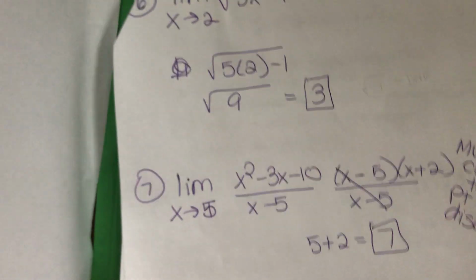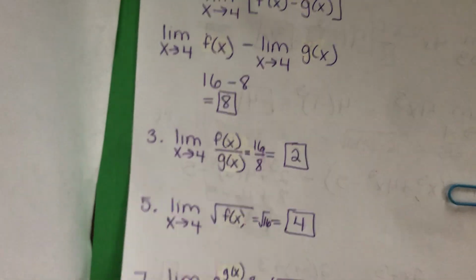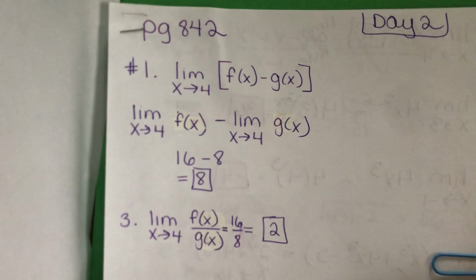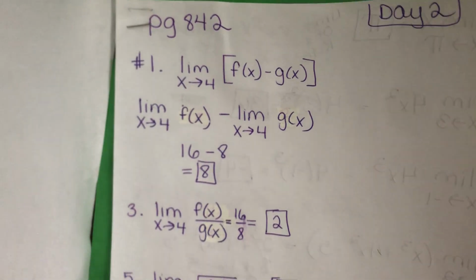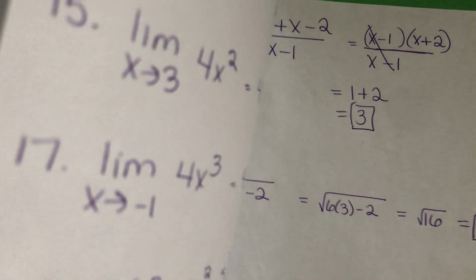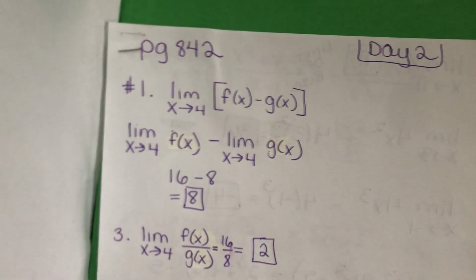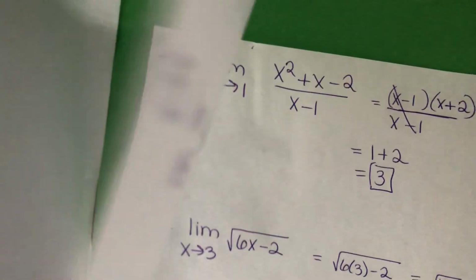If you'd like to try some homework questions, I didn't write all the numbers. Page 842, you're seeing a sneak peek of them right now. Page 842, looks like I've got 1 through 29 odd you could try. So page 842, 1 through 29 odd you could try out.